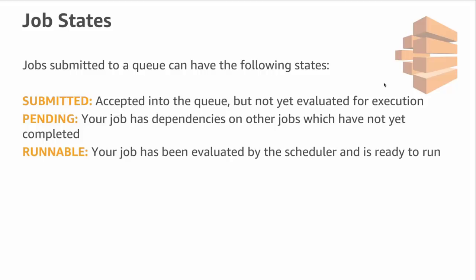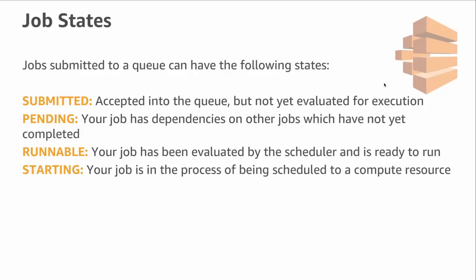fulfilled. Once the job has been evaluated by the scheduler and is ready to run, it will move into the runnable state. Finally, a job will move into the starting state, and at that point, the job is in the process of being scheduled to a compute resource. So that means the job that you've submitted and requested is now getting ready to be spun up and is actively being spun up on a compute resource within your compute environment. Then it goes into a running state, right? This means the container has been deployed onto the instance and your job has been executed and is currently running.